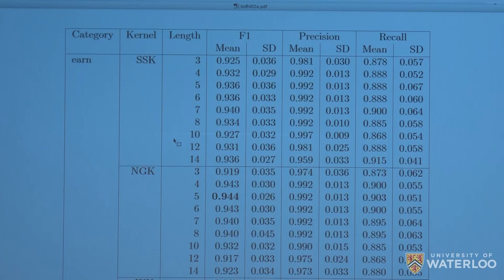Okay, any questions regarding this example? All right, very good.